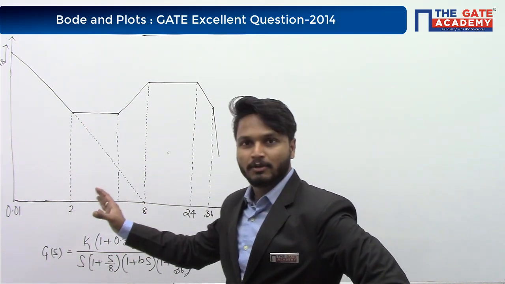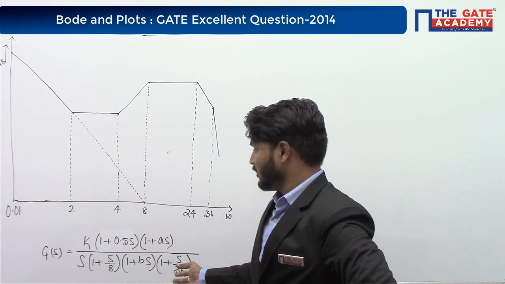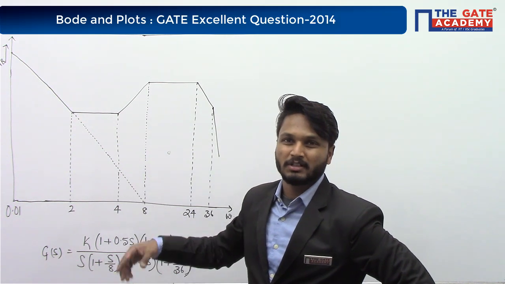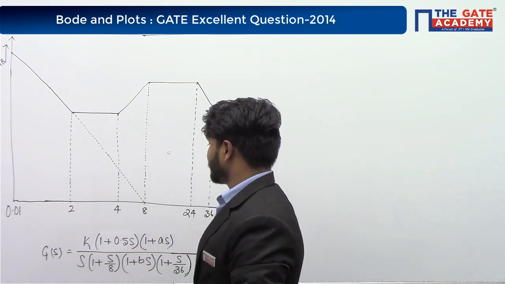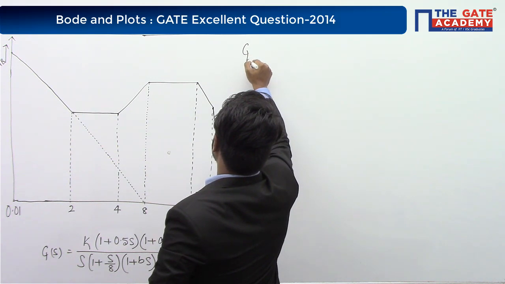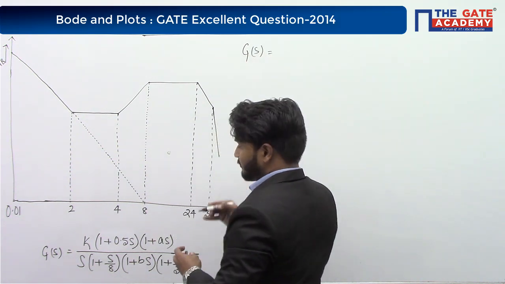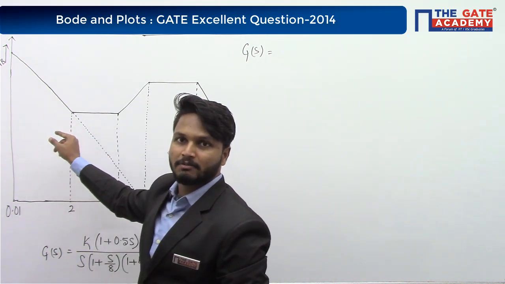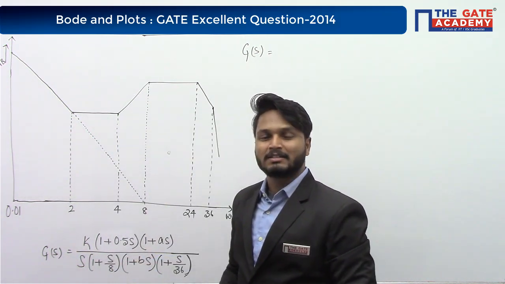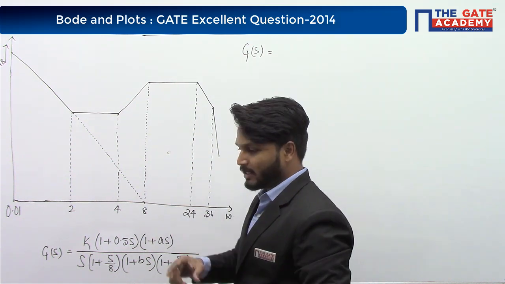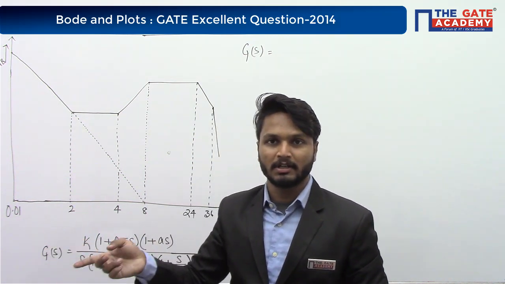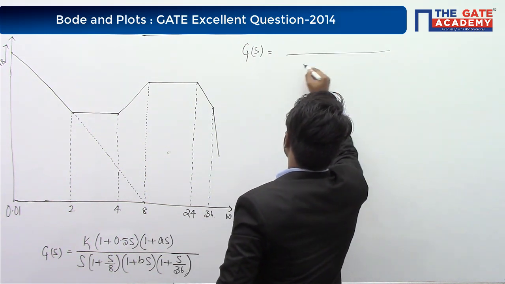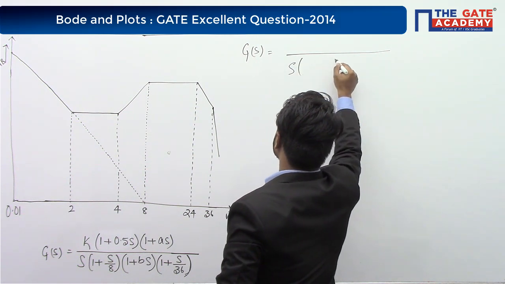So from the graph you can directly obtain the transfer function, right? The transfer function is already given in time constant form, so directly obtain the transfer function in time constant form itself. So G(s) can be obtained from the graph like this. The initial slope of the graph is given to be minus 6 dB per octave, which means minus 20 dB per decade, which means there is a pole at origin. Therefore, there is a pole at origin.